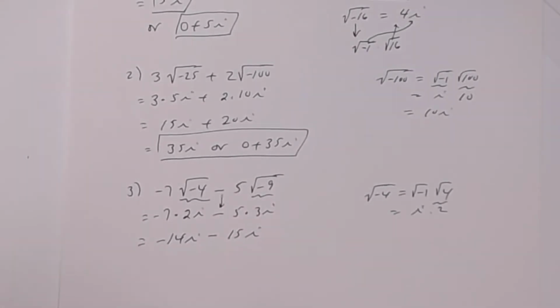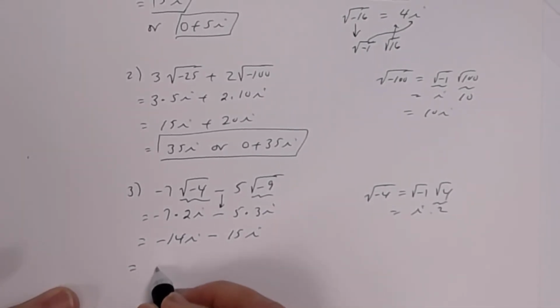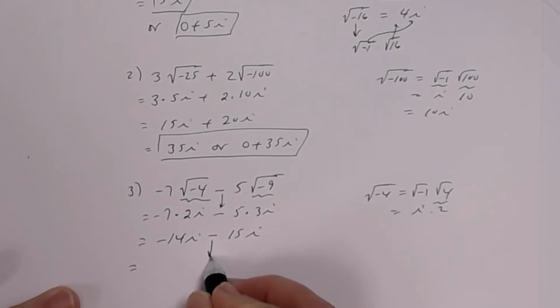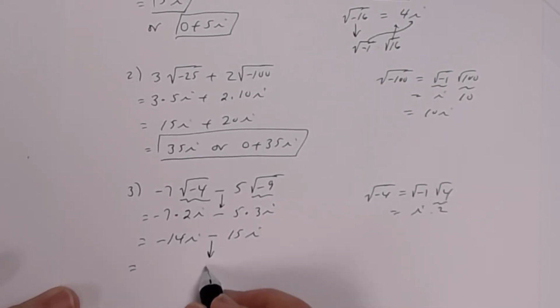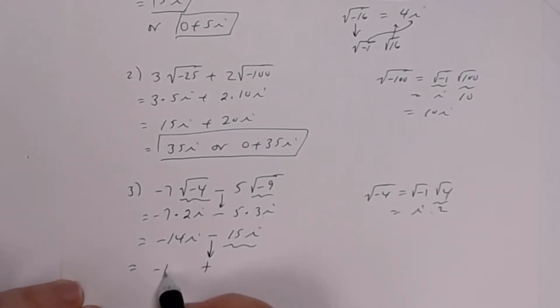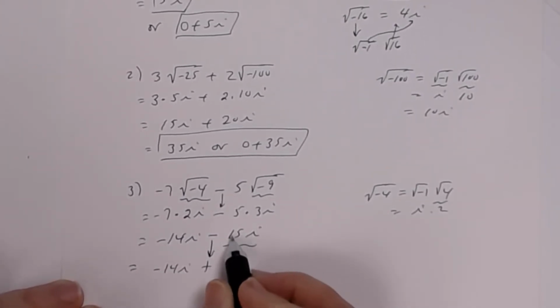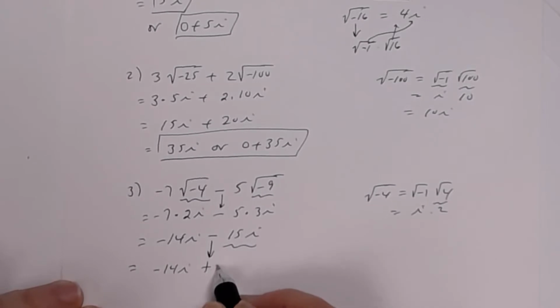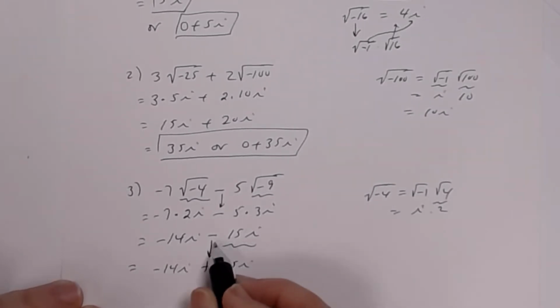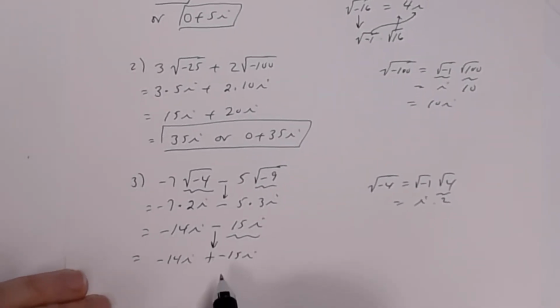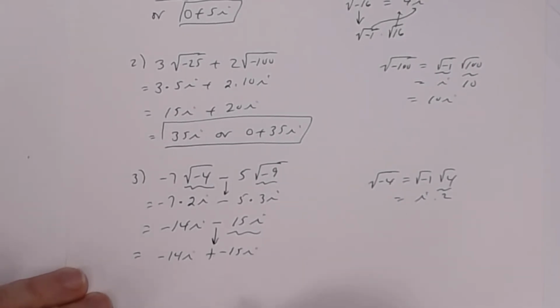Okay, now some of you still have a little bit of difficulty dealing with signed numbers. So if you look at this, you remember you can always change subtraction to addition. So if you need to do that, you do that. You can say, all right, well, I know that this is subtraction, and I can change the subtraction by adding the opposite. So I get negative 14i plus the opposite of a positive 15i, which is a negative 15i. So subtracting 15i means the same thing as adding a negative 15i.